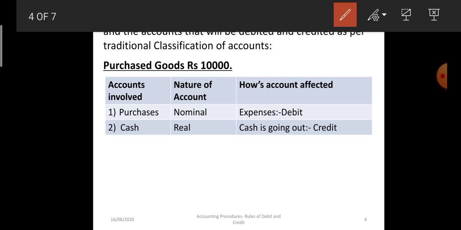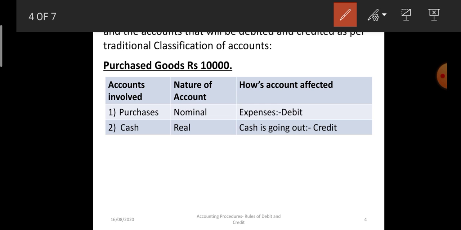Purchases account is a nominal account. Okay, it's the expense incurred to generate revenue. So purchases is a nominal account, so it will be debited. The rule is debit all expenses and credit all gains. So cash is a real account, and when goods are purchased, cash goes out, so it will be credited.